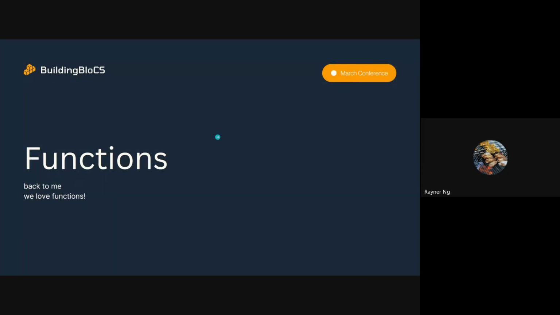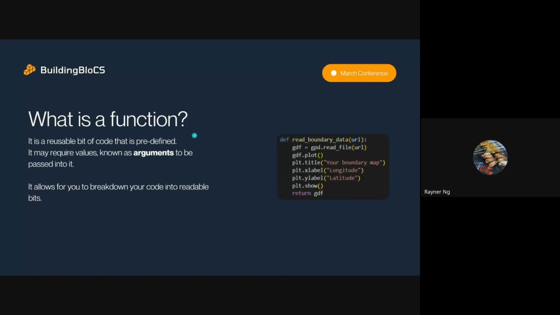Okay, so now we're going through functions, which are really useful. So firstly, what is a function? It's a reusable bit of code that's predefined. It may require values known as arguments to be passed into it, and it allows you to break down your code into readable bits. So here's an example of a function that you define, but stuff such as your len function, your max function for lists, those are all considered pre-built functions. So they are included in Python itself.